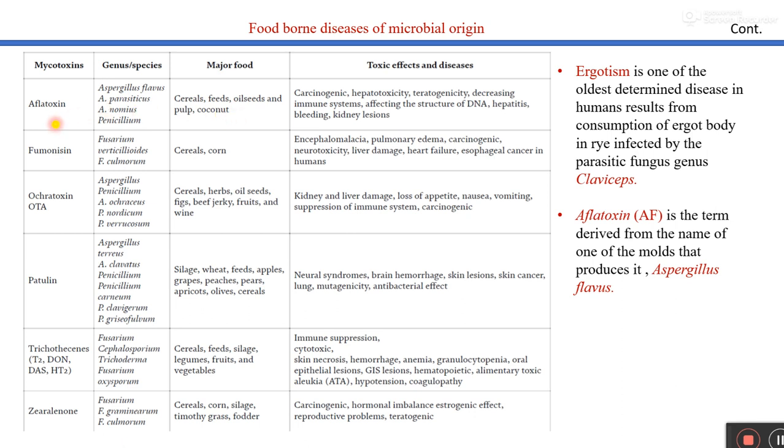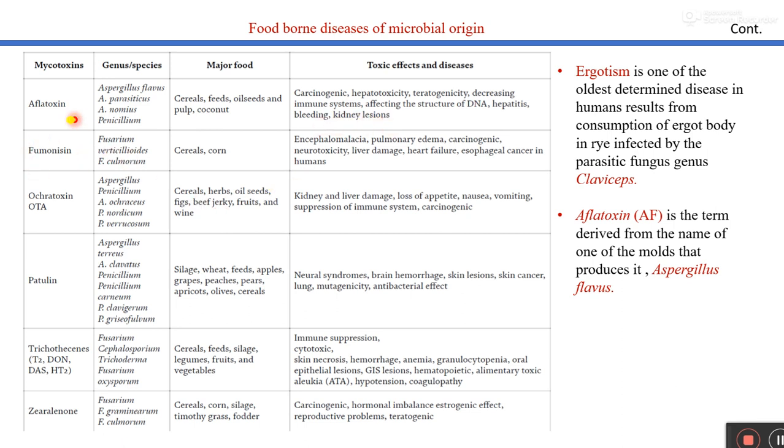Aflatoxin is an important carcinogenic compound, and carcinogenic compounds are generally responsible for the development of cancerous cells in the human body. Aflatoxin is also responsible for affecting the structure of DNA, or you can say mutating the DNA. It also causes hepatitis, bleeding, and kidney lesions.